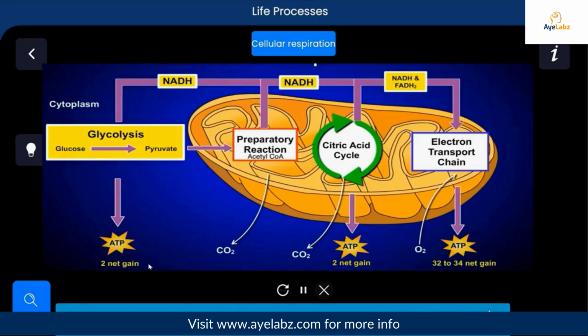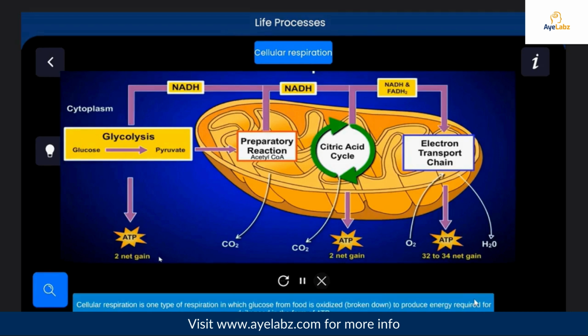Oxygen is used by the ETC as a terminal electron acceptor. It then combines with hydrogen ions to produce water. If we add up all the ATP produced from just one glucose molecule, we can see that these reactions produce a total of 36 to 38 ATP. Click on the cross button to go back to the main screen.